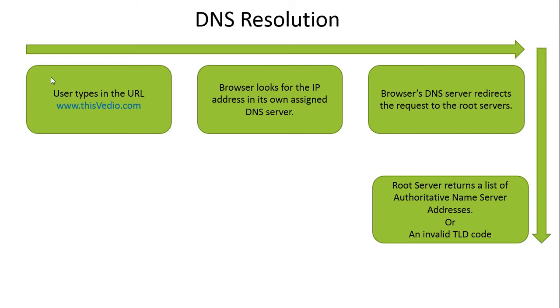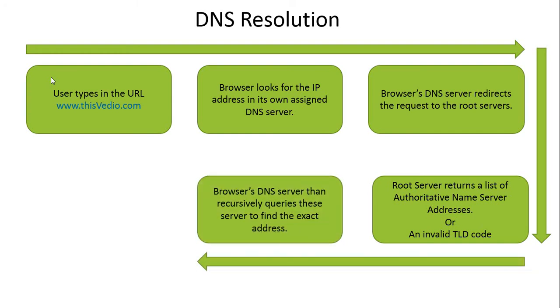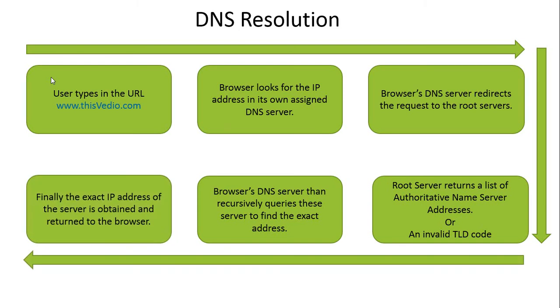Now these authoritative name servers can again return your browser to other name servers. This is a kind of recursive process which keeps on going from one server to another until the exact server containing the URL that you are looking for is found, and finally the exact IP address of that server is obtained and returned to the browser. So this is the whole process which takes place whenever you enter a URL on your browser.